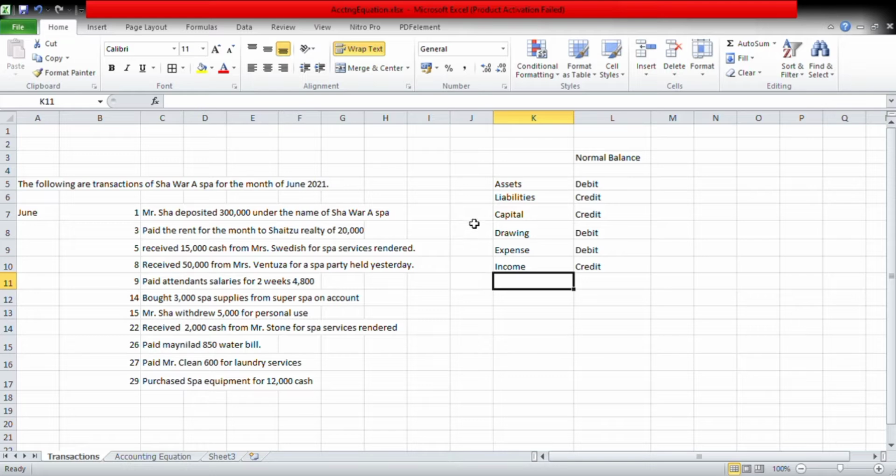Please take note and remember the following normal balances. It is very important for you to easily familiarize and understand our lesson if you memorize the account titles and their normal balance. So for assets, normal balance is debit; liabilities, credit; capital, credit; drawing, debit; expense, debit; income, credit.